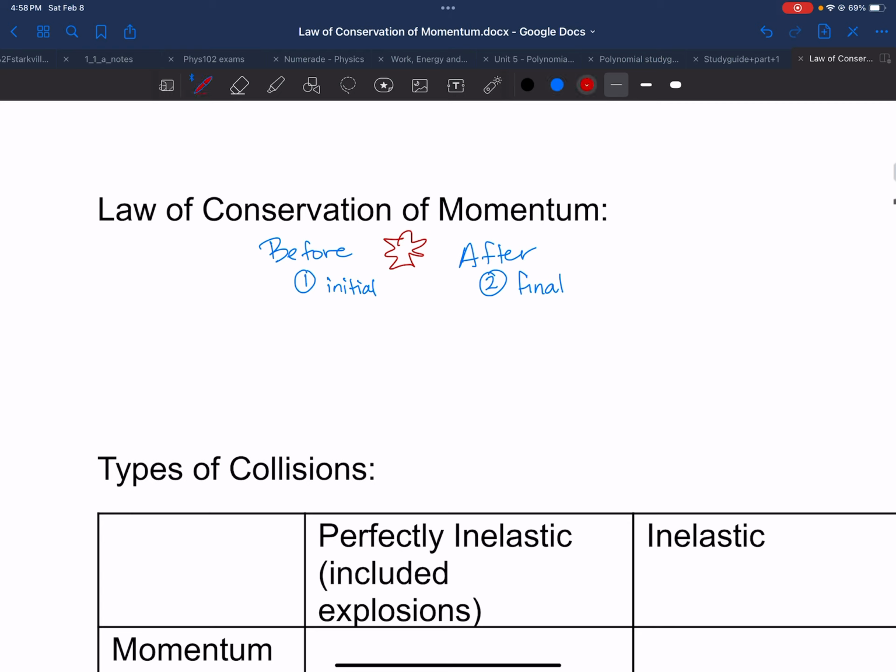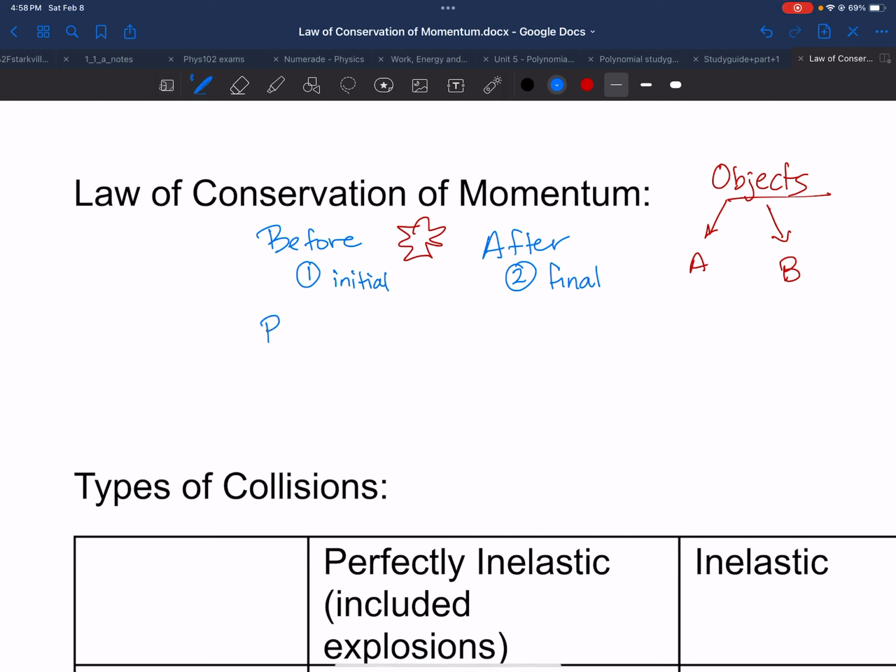The other piece that we have to look at is typically with a collision or explosion, there's multiple objects. So in our examples that we're going to be running through, we're just going to be dealing with 2 items. So we're going to have A and B. So this will be the term that we use to designate these, and these are our objects that are part of our collision. So we'll use the subscript 1 for initial, 2 for final, and then A and B to designate object A and object B. So what does this look like?